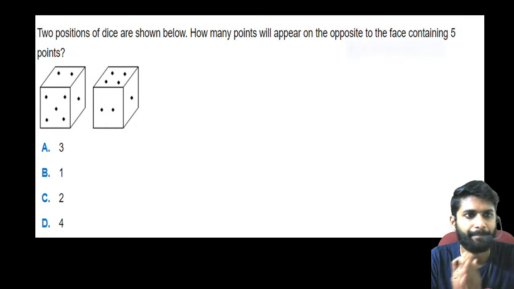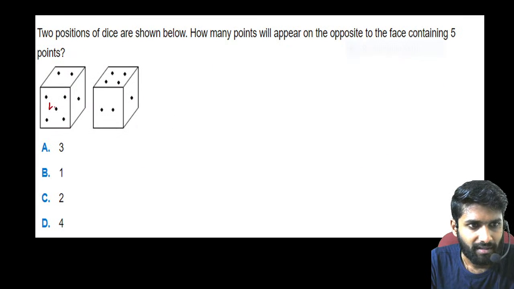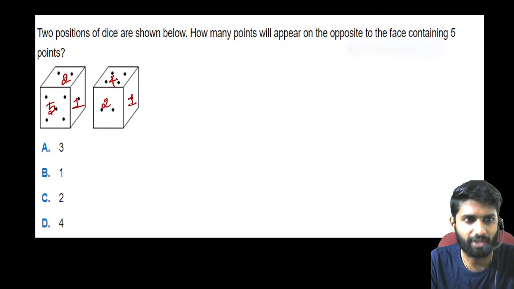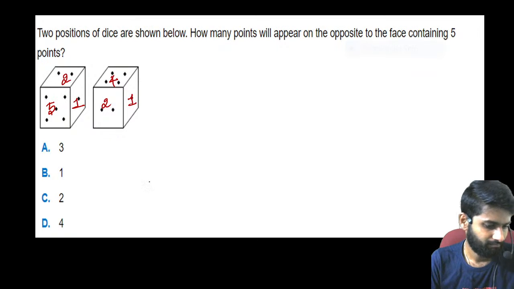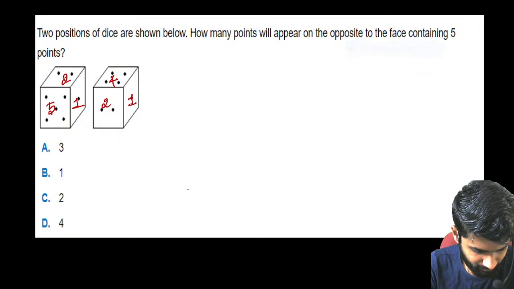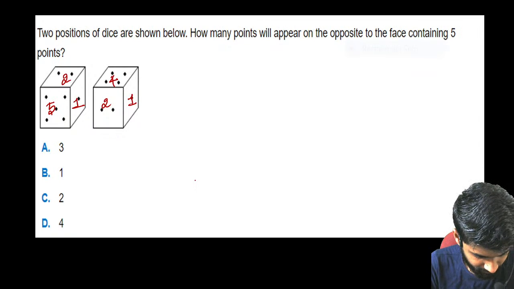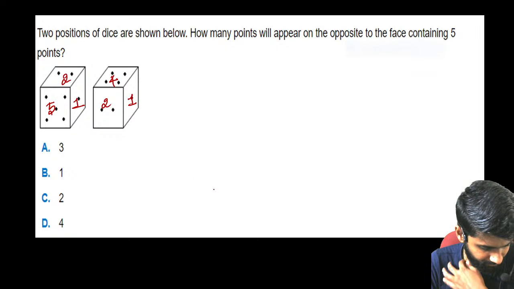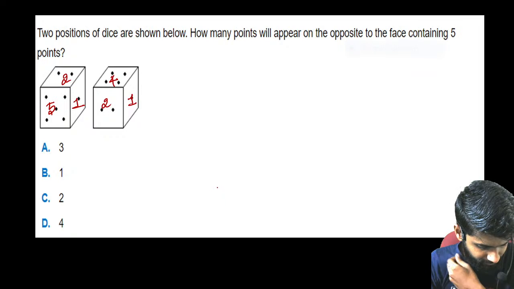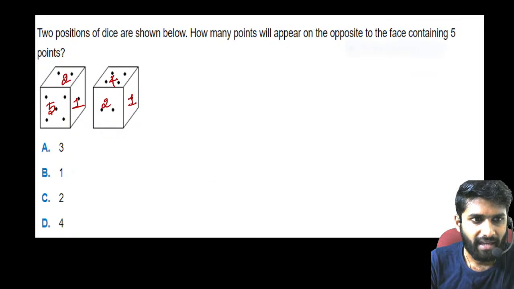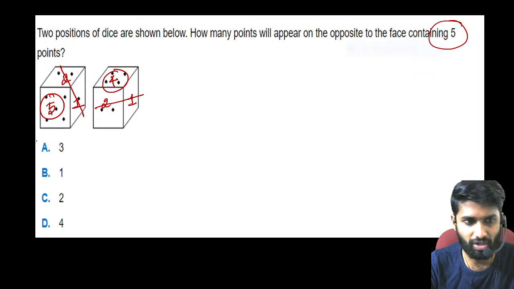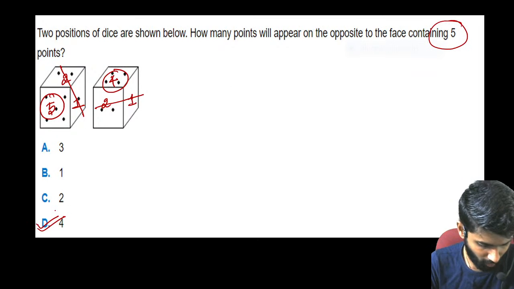Next one. Again dots. It's 5 dots, 2 dots, 1 dot, 2 dots, 4 dots, 1 dot. Question, what is the opposite of 5? Now see again, two elements are common, eliminated. Then 5 and 4 are opposite. Our question, what is the opposite number of 5? So the opposite number of 5 becomes 4.